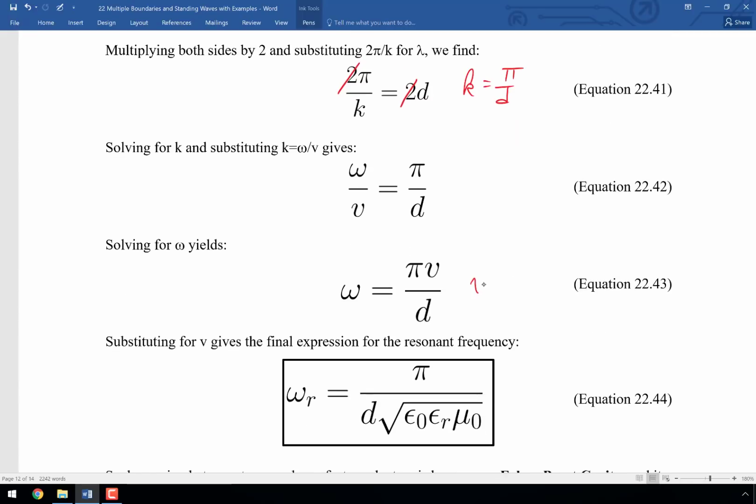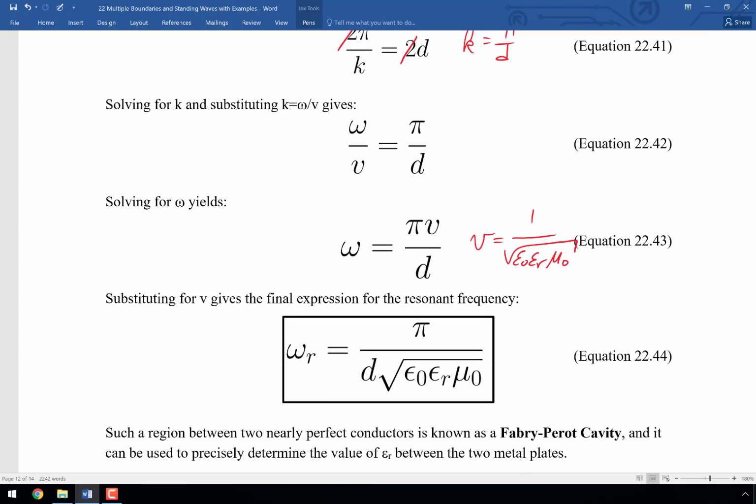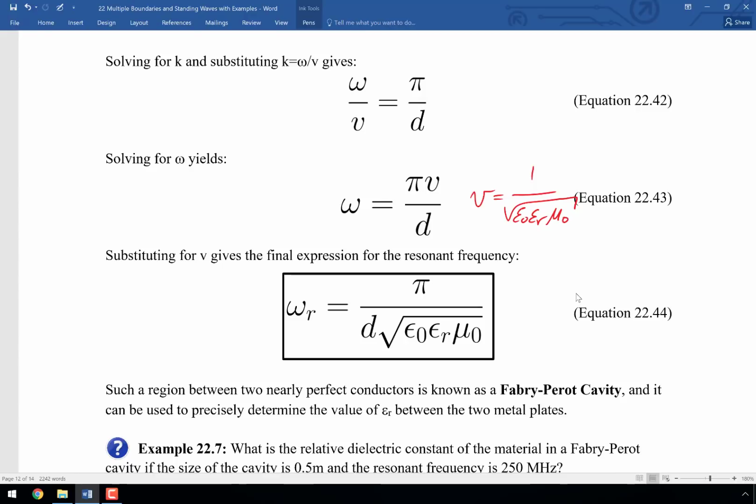But we also know that v is equal to 1 over the square root of epsilon 0, epsilon r, mu sub 0, neglecting the mu sub r because we're not talking about moving through a ferromagnetic material. And so we can substitute that in, and we end up with equation 22.4. We'll now put a little subscript r on this to say that this is the resonant frequency. This is the frequency of the wave that will be created in between those two plates.